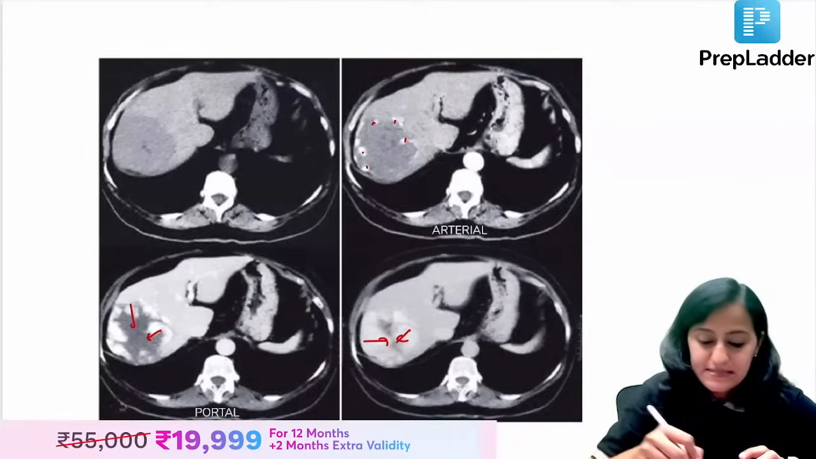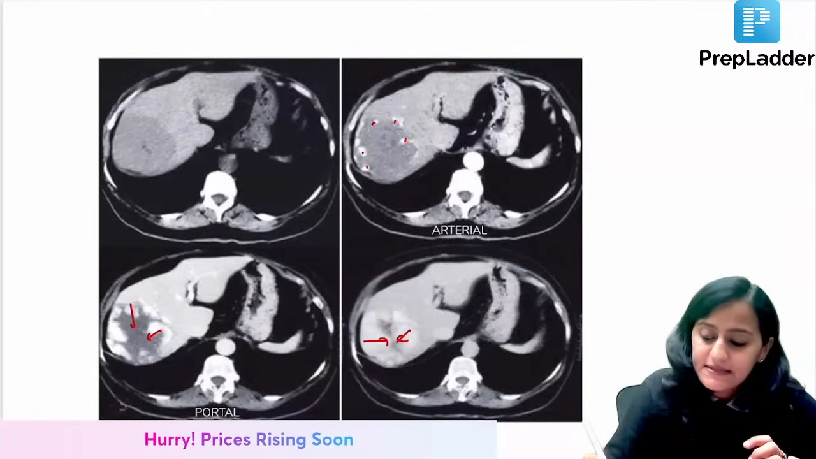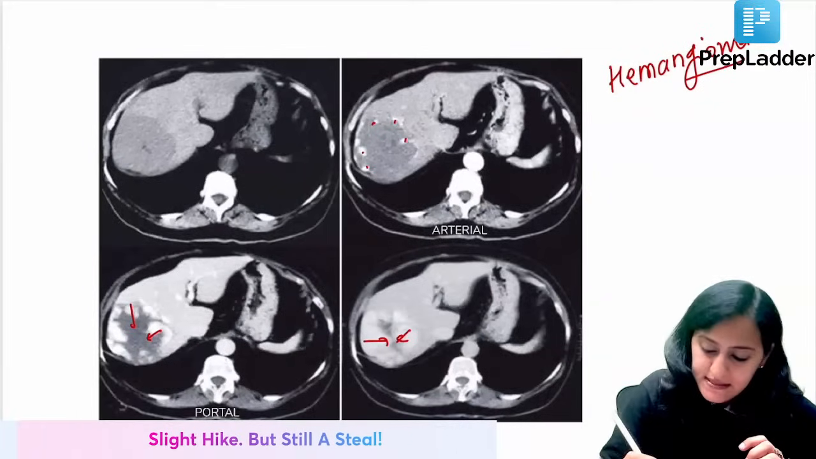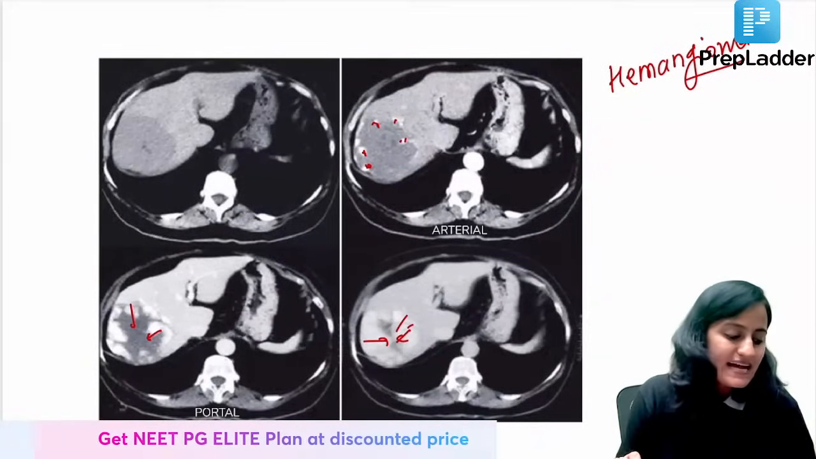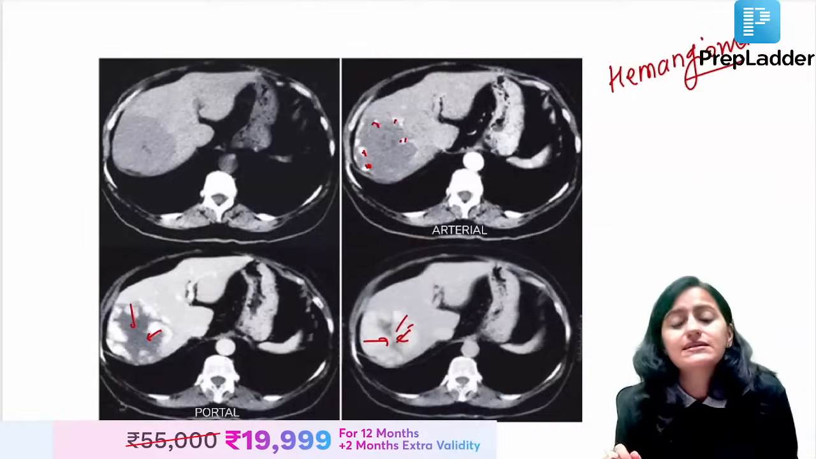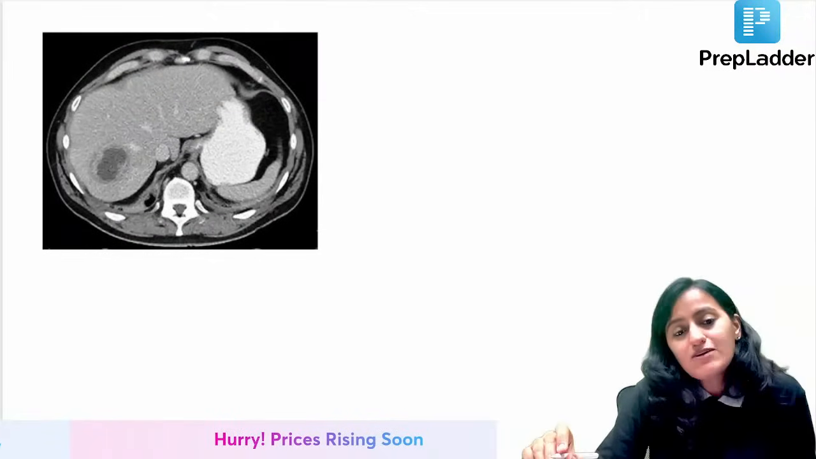There is this peripheral nodular enhancement and then it is filling up inside. This is classical of hemangioma. Okay, remember this is classical of hemangioma. पहले peripheral nodular और फिर वो fill होते जाता है. Classical of hemangioma, that is what you are seeing here. ठीक है? Right, now tell me what is this?